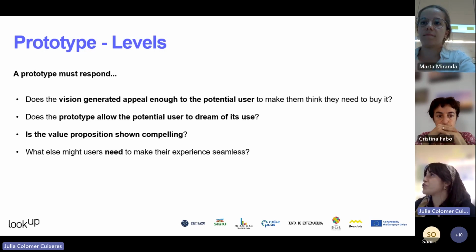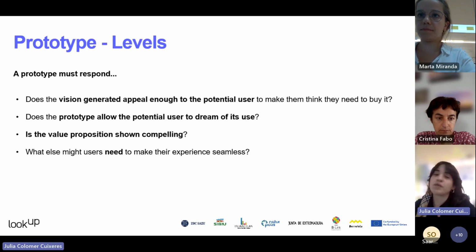Is the value proposition shown compelling, or maybe you have to implement different features, or improve some aspects? And then, what else do my users need to make their experience seamless, smoother? So I think that by answering all these questions, you can realize what stage you are at with your idea, or maybe you have to change some issues.